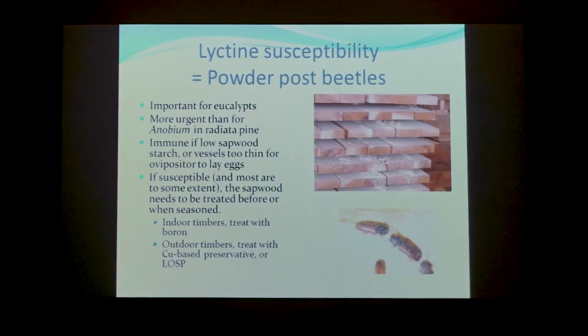They're probably more, Lichtes is probably more of a problem, although they're fairly easy to control with preservatives, but more of a problem for eucalypts than anobium is for radiata pine. So if the timber was being used indoors, you could treat with boron preservative, a leachable preservative, but it's very effective and quite a safe preservative. Or if it's used outside, you would use one of the copper-based preservatives or a light organic solvent preservative.